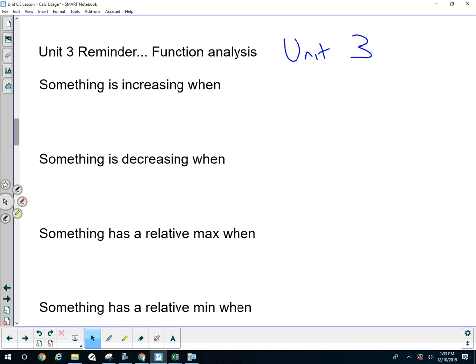It's good review for your midterm. You will find that proportionally there are more problems from Unit 3 than any other unit for your midterm, and you will see that on your practice midterm.